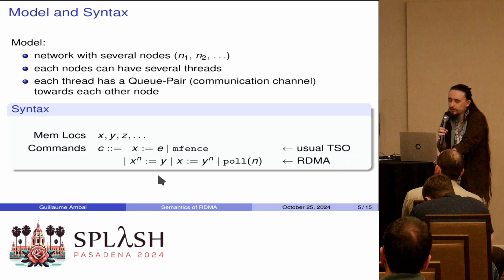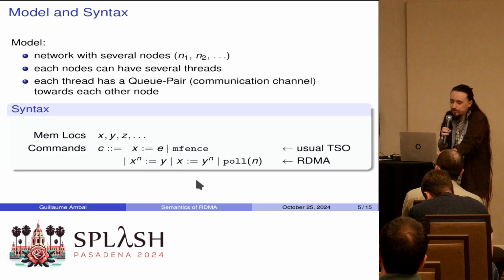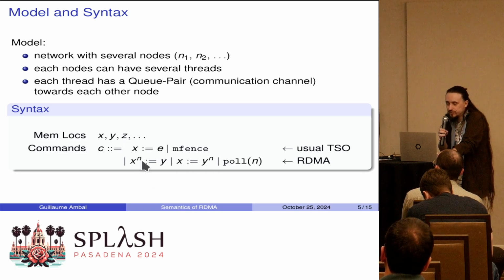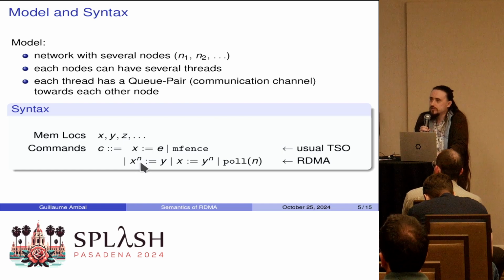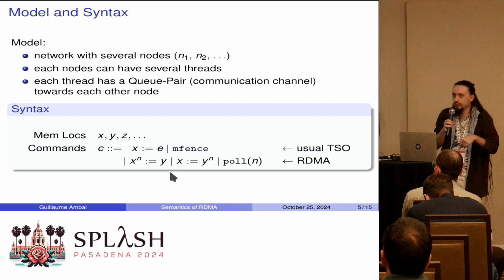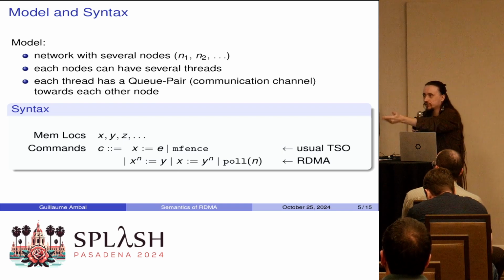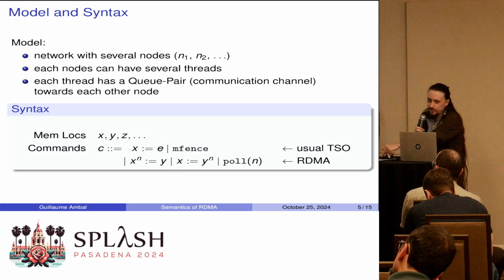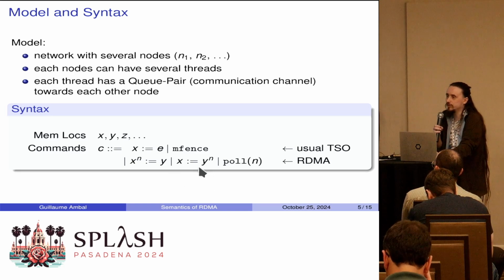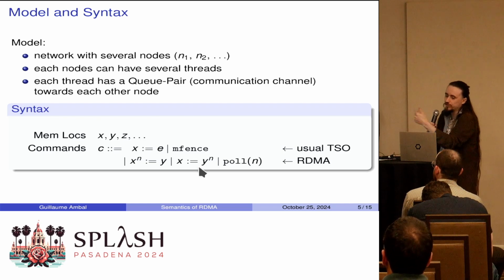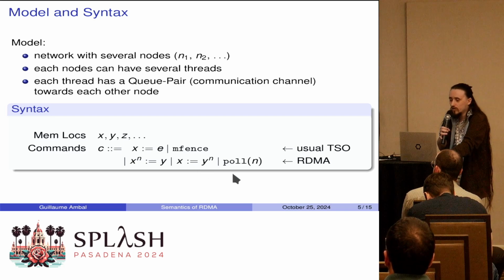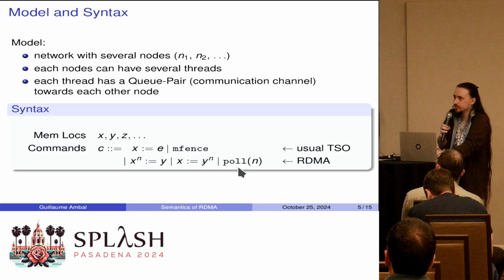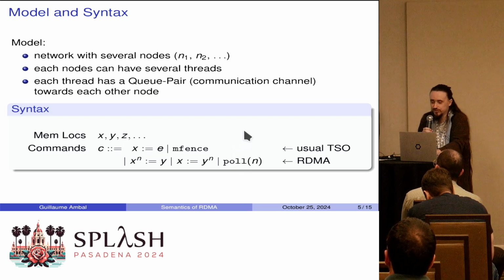And with RDMA, we bring two new operations, remote write and remote read. And when you see this little n as superscript, it means that it is on another computer. So x^n := y means you read your local copy of y on your computer, you send it over the network, and you ask the remote computer n to modify its value of x. And this one is similarly in the other direction. You ask the remote computer to read the value of y and to send it back, and you modify your value of x. And poll is used to wait for an operation to finish, because at some point you need to make sure that it's finished.